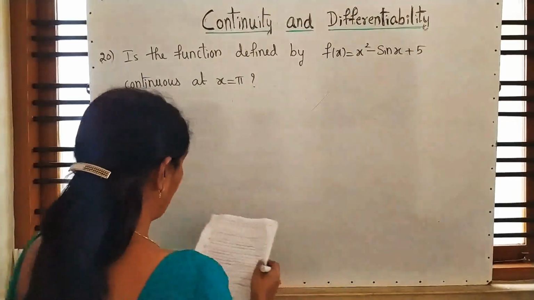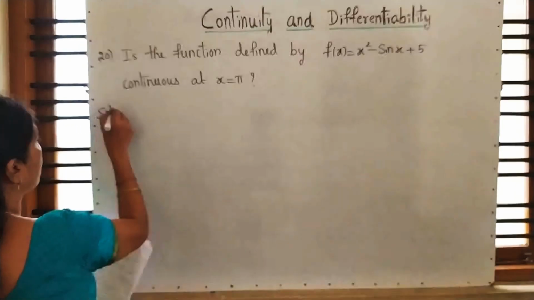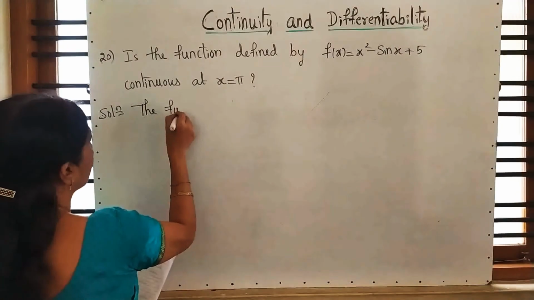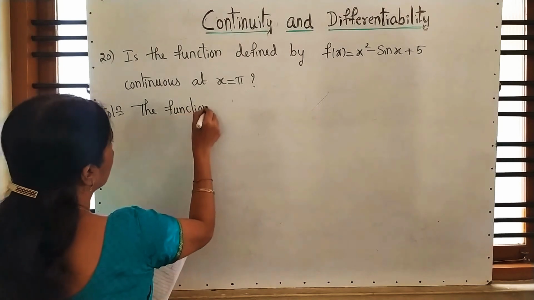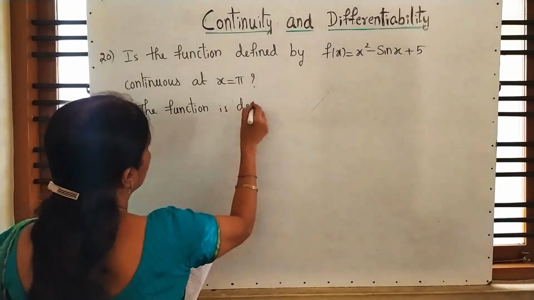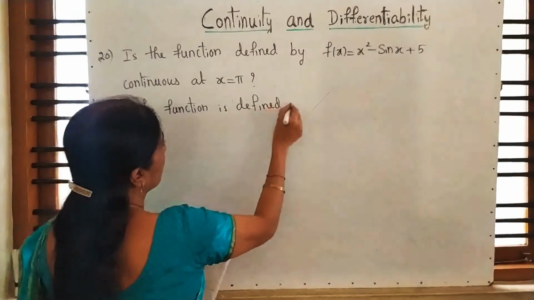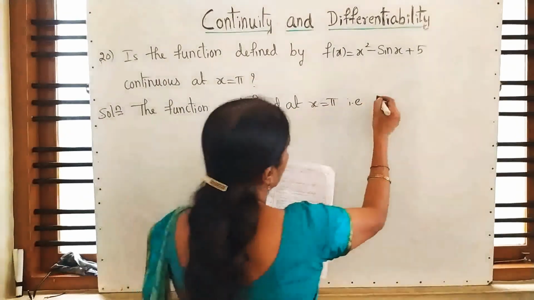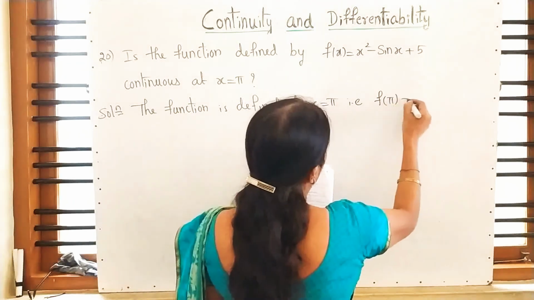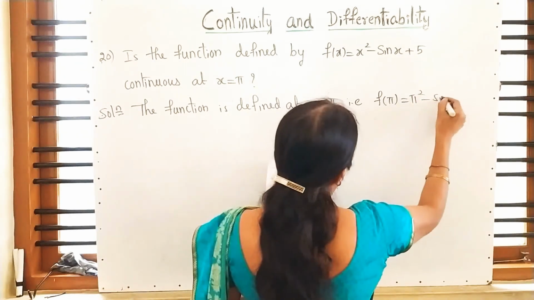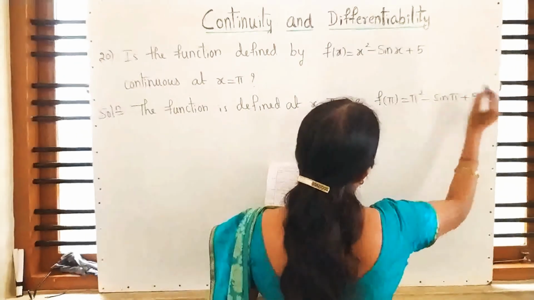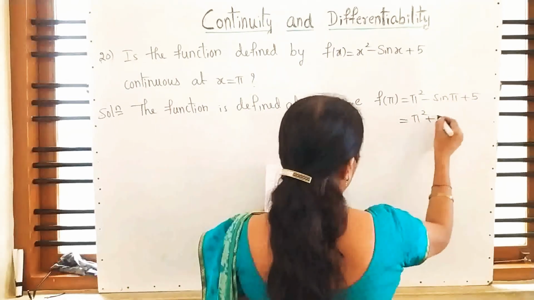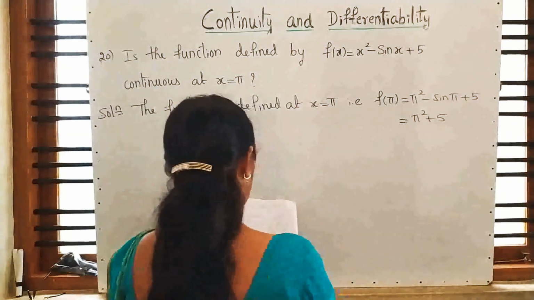But in the theory, how do you solve? See, the function is defined at x is equal to pi. That is f of pi is pi square minus sin pi plus pi. Sin pi is what? 0. So your answer is pi square plus pi. See, is the function defined or what?